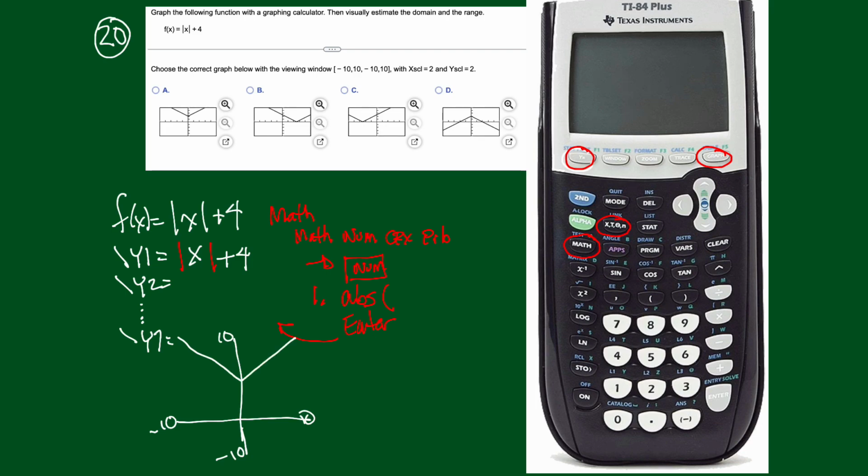Now look at your graphs. Is there a graph that matches this one? Look, right here. We got this V-shaped. Now all the graphs have that V shape, so we can't rule anything out right away. But it seems to be symmetric about the vertical line, and it looks like it's up about 4 units.